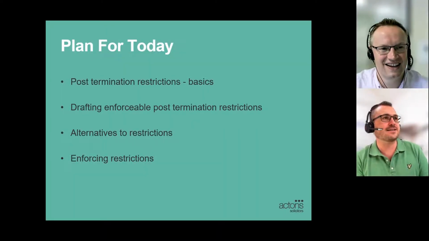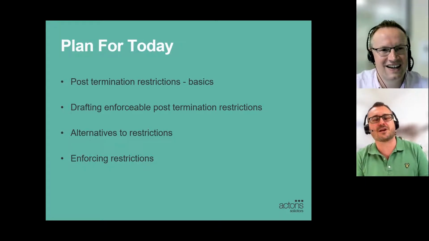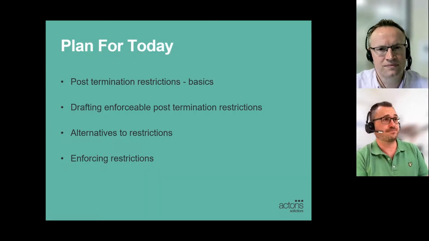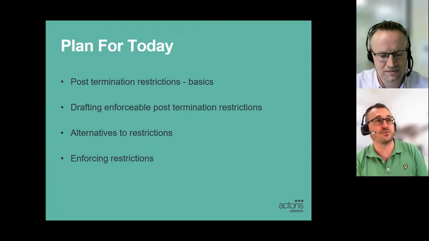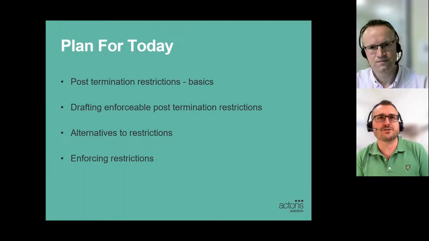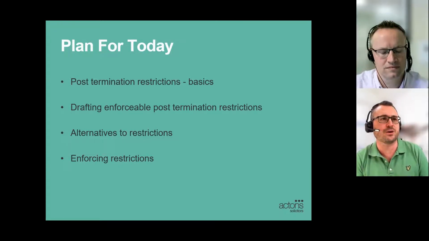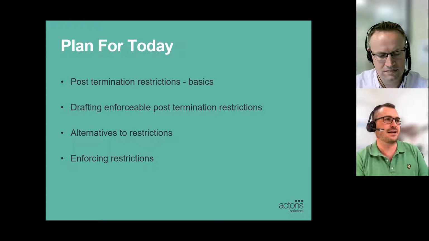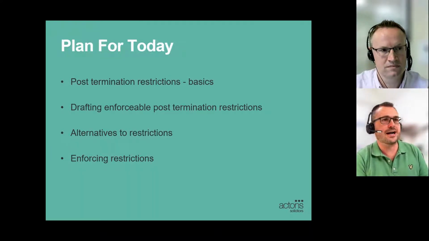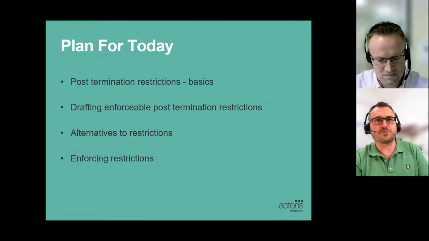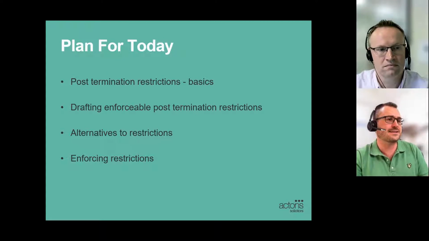The plan for today is to look at a number of different things. We're going to look at some of the basics around post-termination restrictions and explain what they are, why we think they're important. We're going to look at how we might best draft those, some tips for pulling those together so that they actually work. We're going to look at some alternatives to restrictive covenants, so other things that it might be possible to put in place to help protect your business at the point employees might be leaving or after they've left. And then Gordon is going to talk about how we might actually enforce those restrictions. So it's great if we've got them, but what do we actually do with them to get the protection that you're looking for. So that's the general plan.